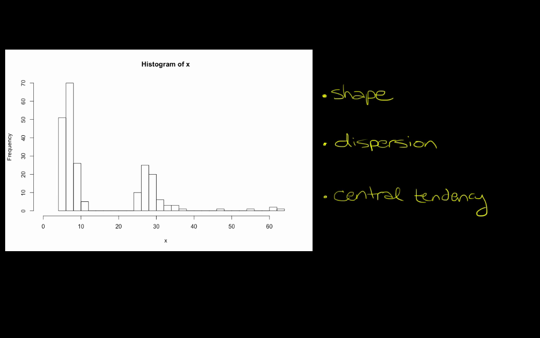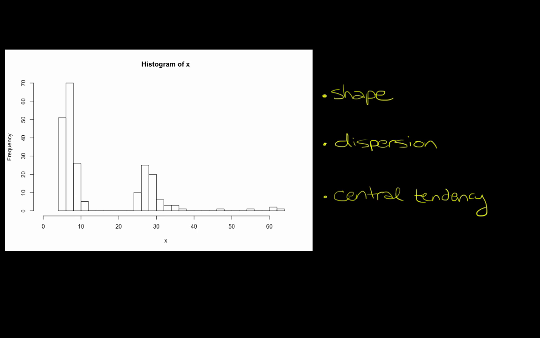So here we have an example of a histogram, and we want to understand a little bit more about the data. And to be able to do this, I always suggest that we start with three kind of categories or questions that we're dealing with. The first is, what is the data shaped like? What does it look like? And then I want to find out both the dispersion and the central tendency of my data.